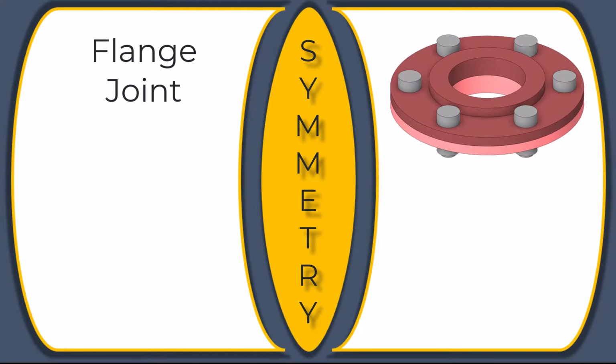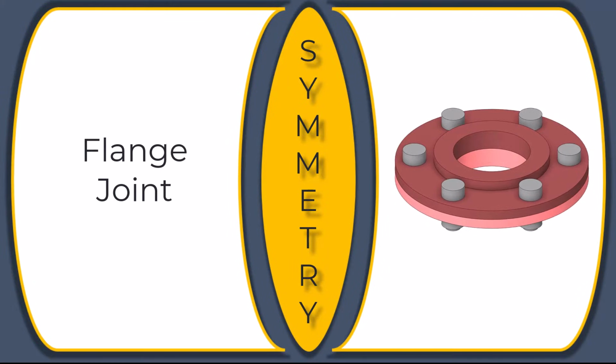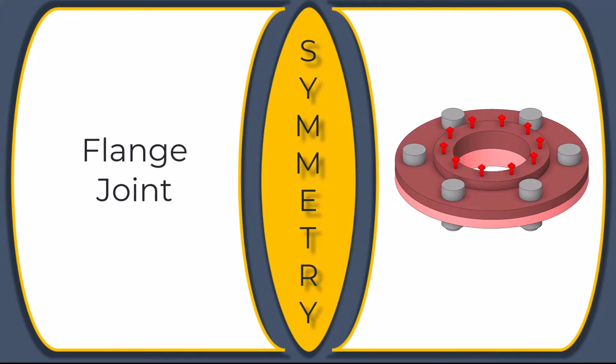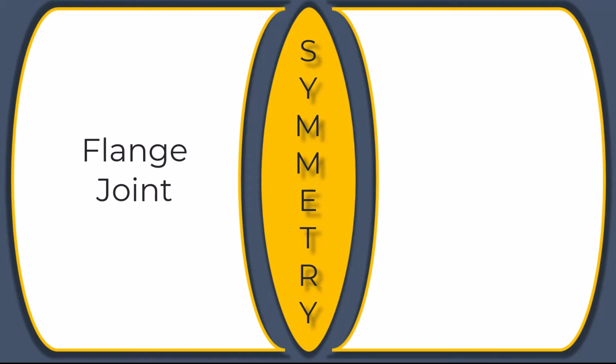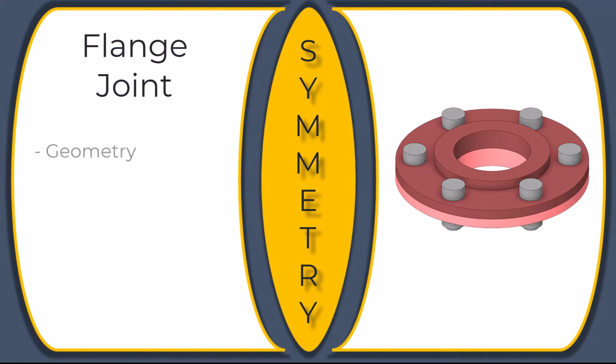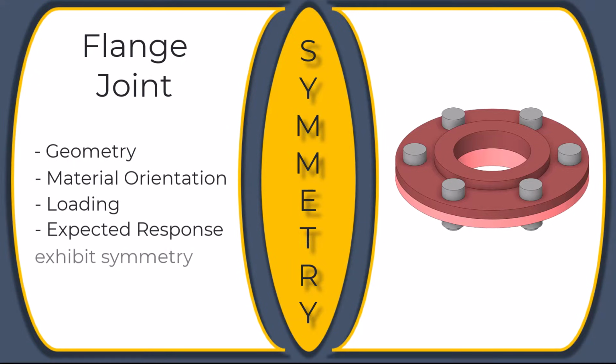Let's look at the loading on this flange joint. Let's assume that the fluid flowing through the inner region of the joint is exerting a uniform pressure on the flange. Next, let's also assume that a uniform force is acting on the top face of the top flange. Let's also assume that all bodies of this flange joint are made up of structural steel, which exhibits isotropic material properties. The geometry, material orientation, loading, and expected response all exhibit symmetry about the same planes.